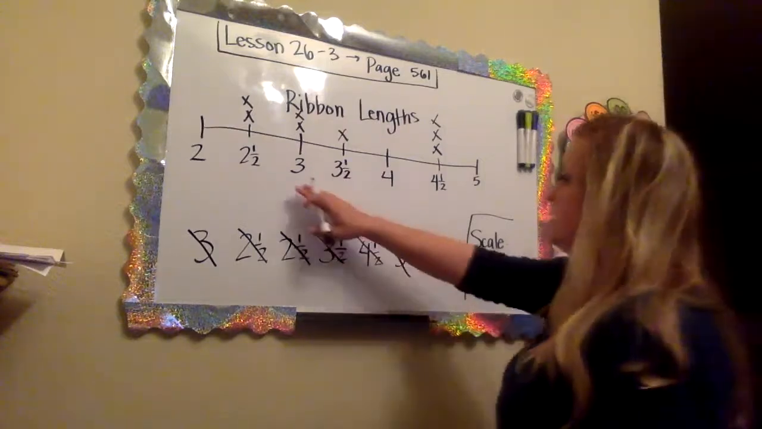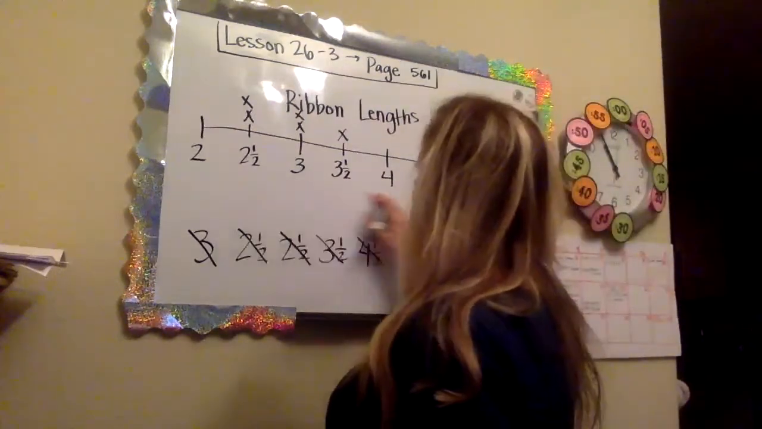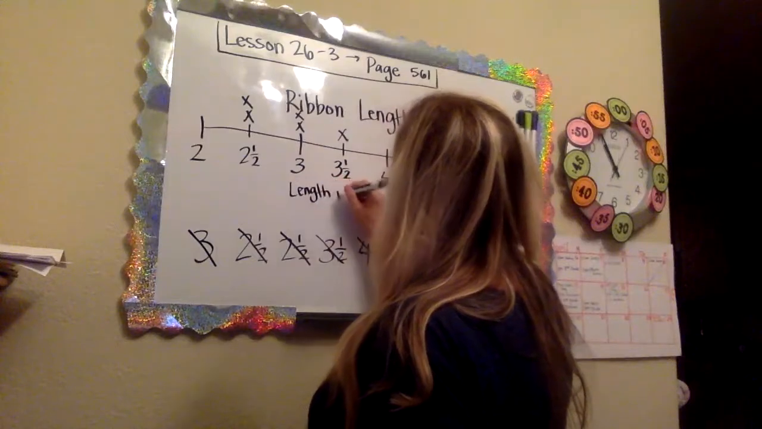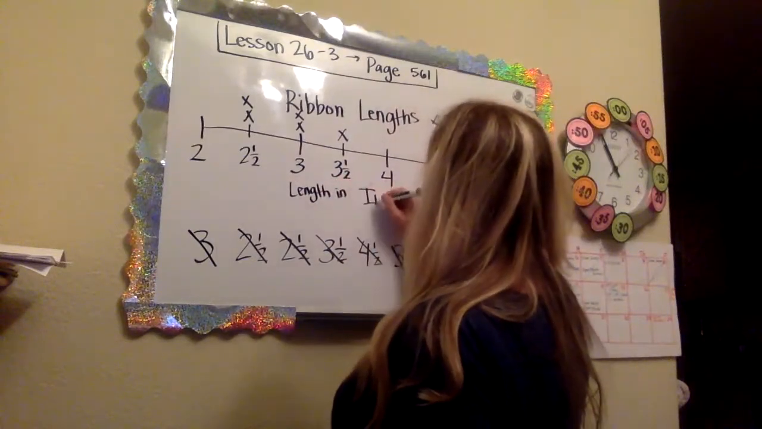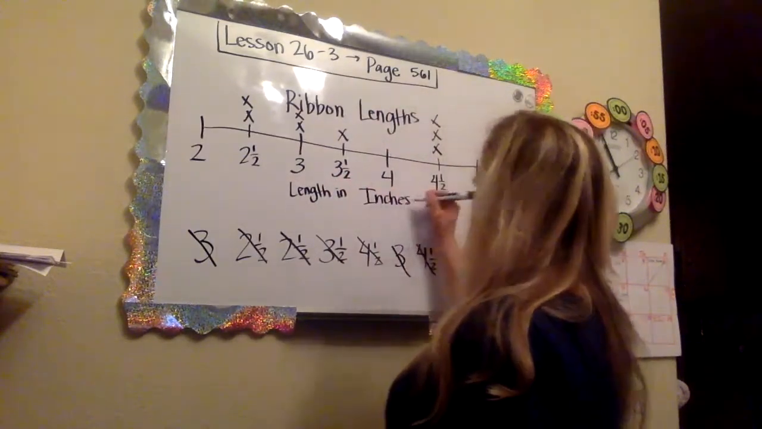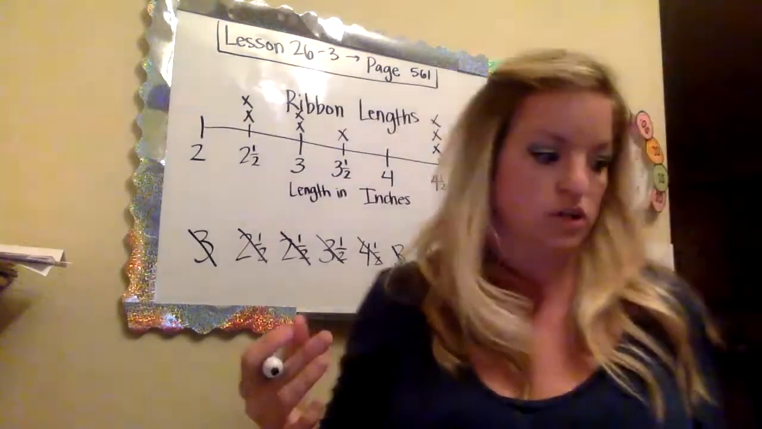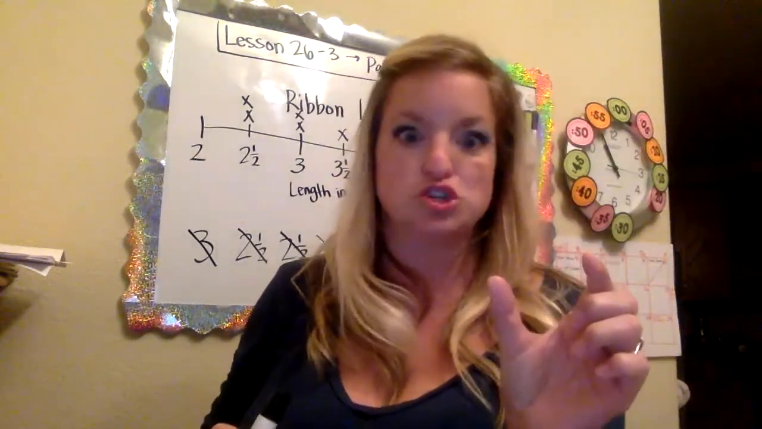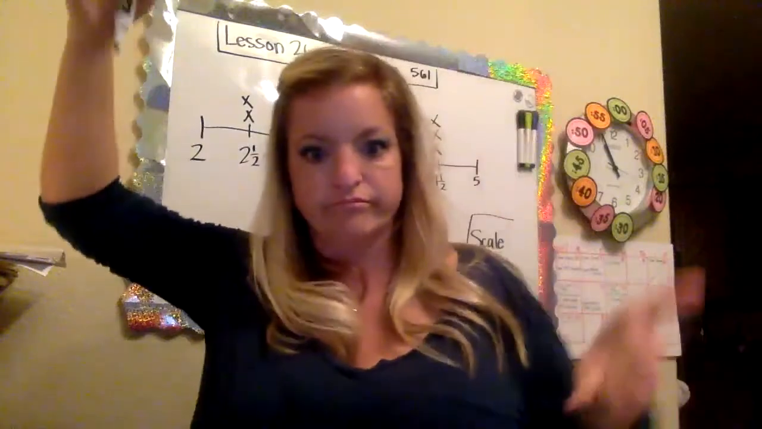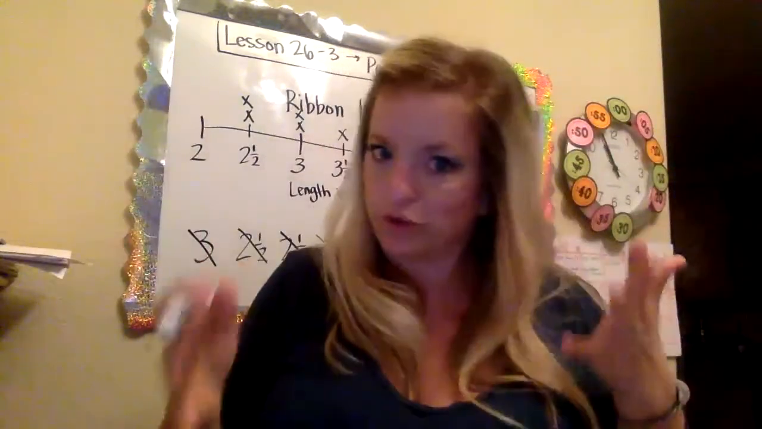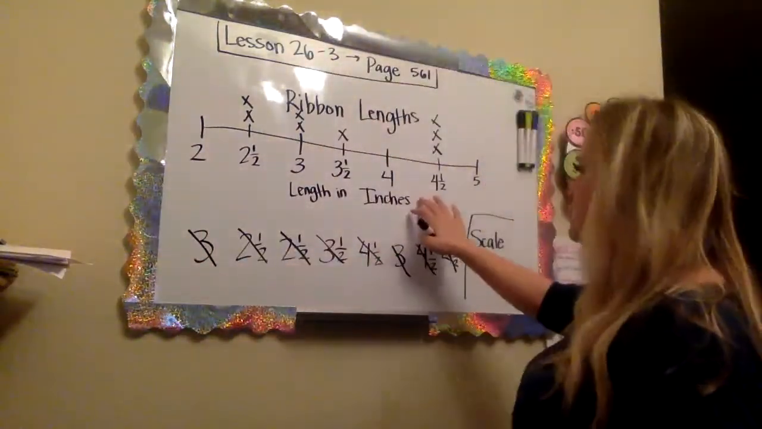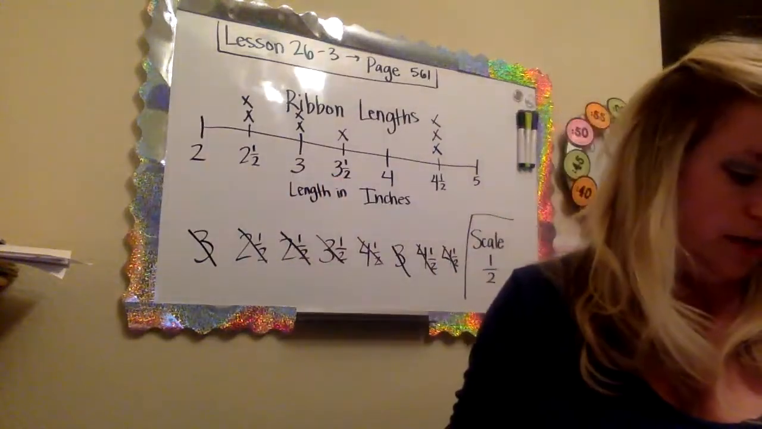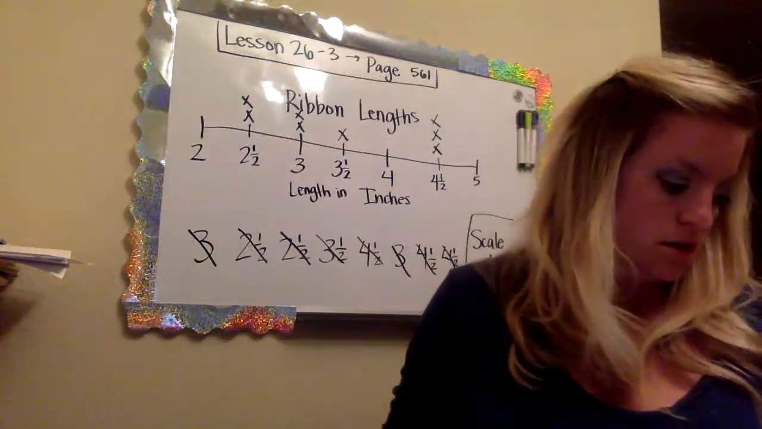And then down here, I need to label what these numbers mean. And I know this is length in inches. And it's really important that you say that because a ribbon that's 2 inches long is like that versus 2 feet long, it's like that. So it's really important that you label what those numbers mean. So I just did everything that number 9 is asking for.